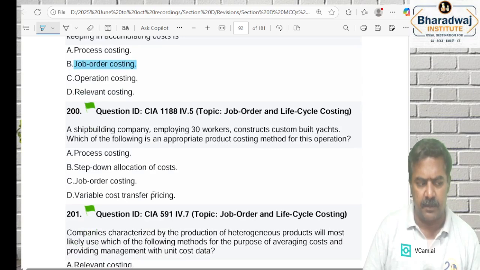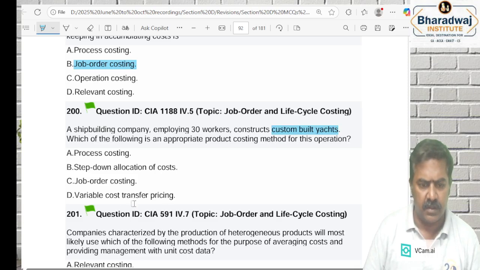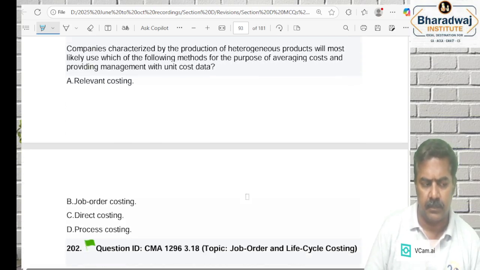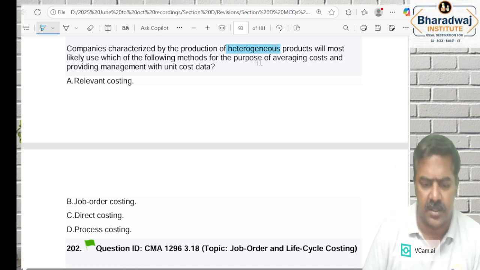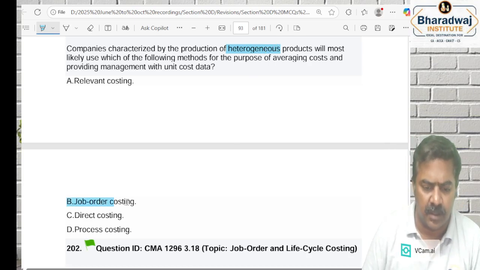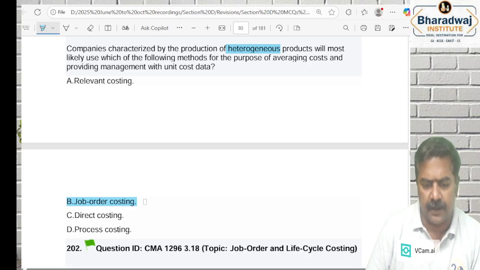A shipbuilding company employing 30 workers, construction of custom built yachts. Customized work, job order costing. Heterogeneous. Homogeneous means process costing. Heterogeneous means different products based on the instruction given by the customer, will come under which one? Job costing. That will come under job costing.